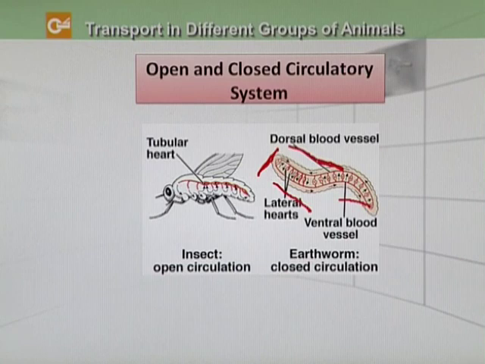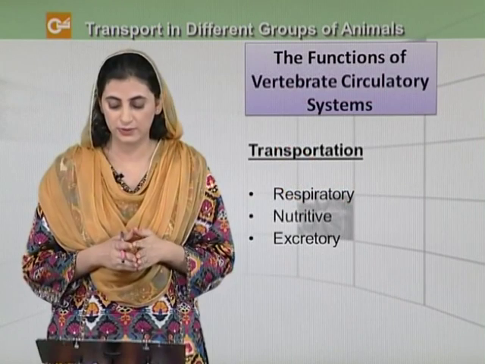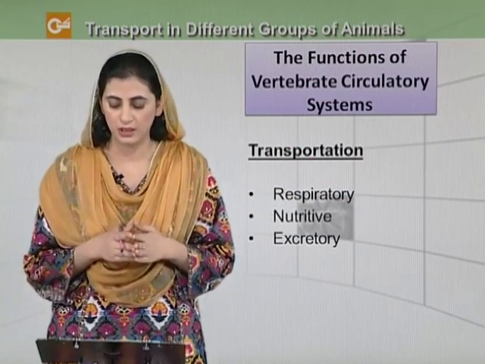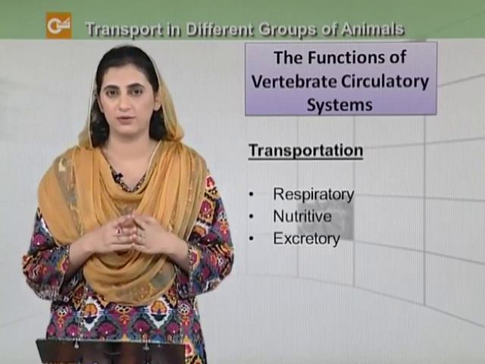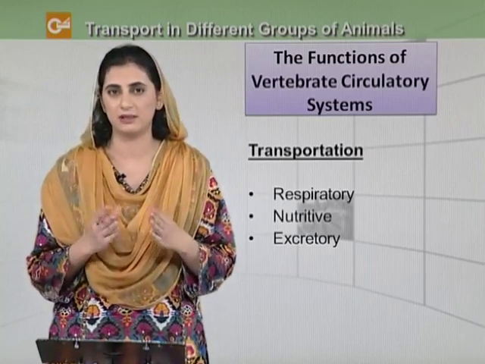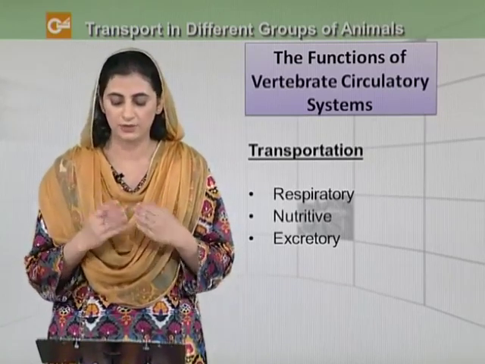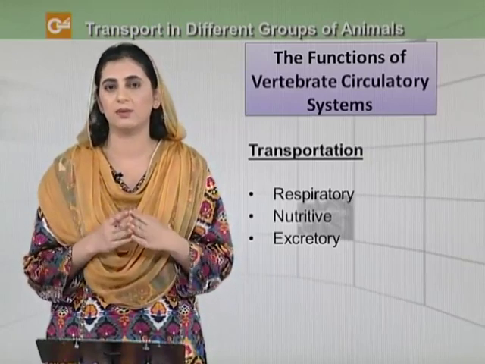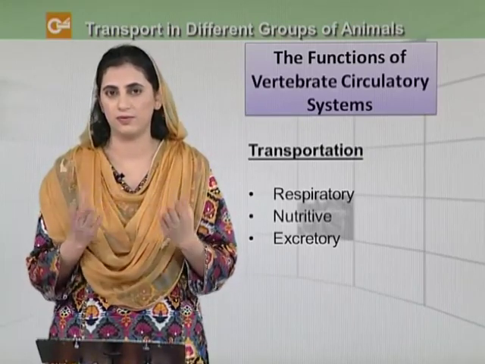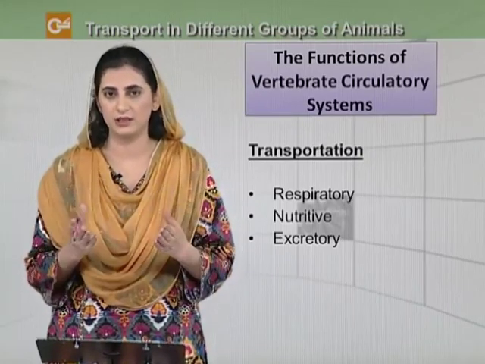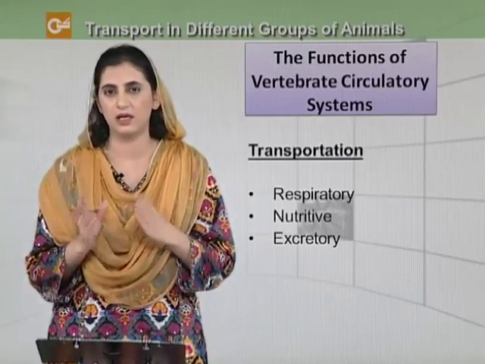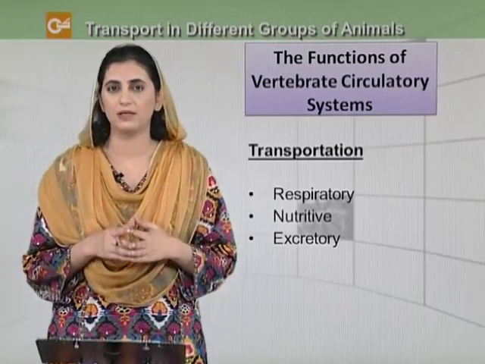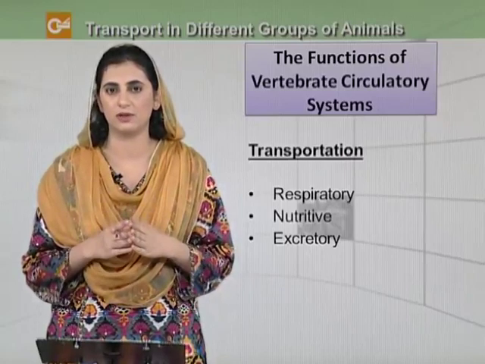So now we will discuss the functioning of a vertebrate circulatory system. It offers many advantages and it has many functions. Number one is transportation, and transportation in case of respiratory functioning is that of gases like carbon dioxide and oxygen. Blood transports carbon dioxide and oxygen, and in case of nutritive function, it carries various metabolites or various food materials which are digested in the digestive system and broken into smaller particles. So the blood transports these nutritive particles to all parts of the body or all cells of the body.